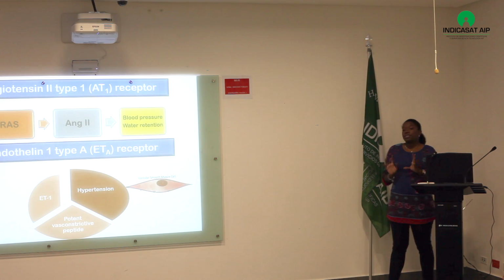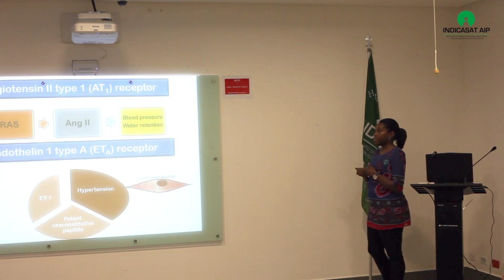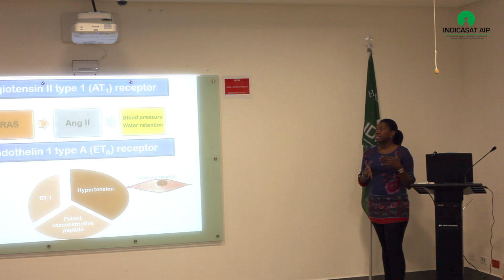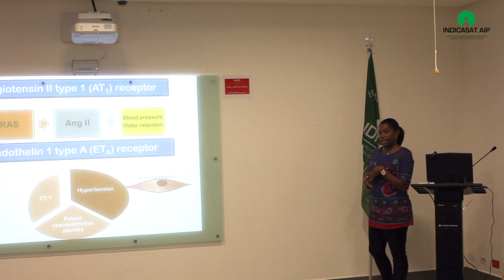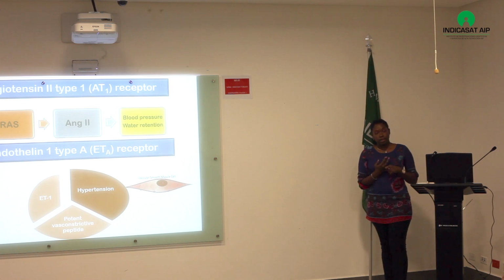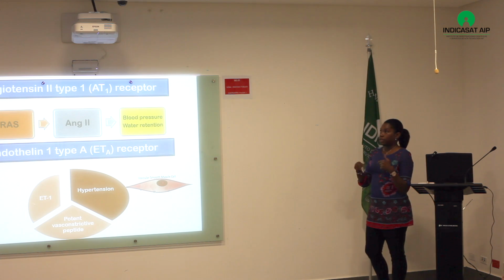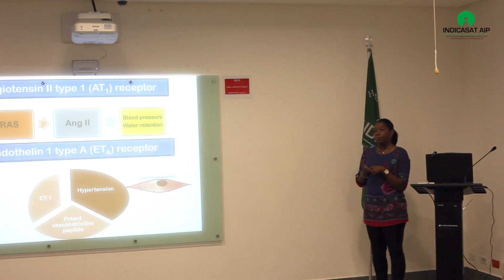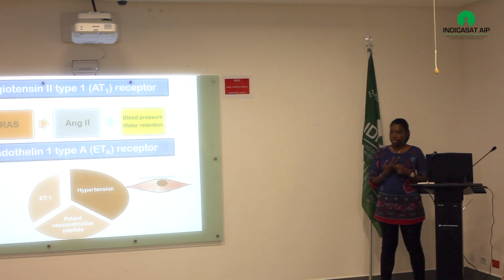The two receptors that I'm working with are the angiotensin 2 type 1 receptor and the endothelin 1 type A receptor. The binding of the endogenous ligand angiotensin 2, that is part of the renin-angiotensin-aldosterone system, is responsible for the blood pressure regulation and the water retention.